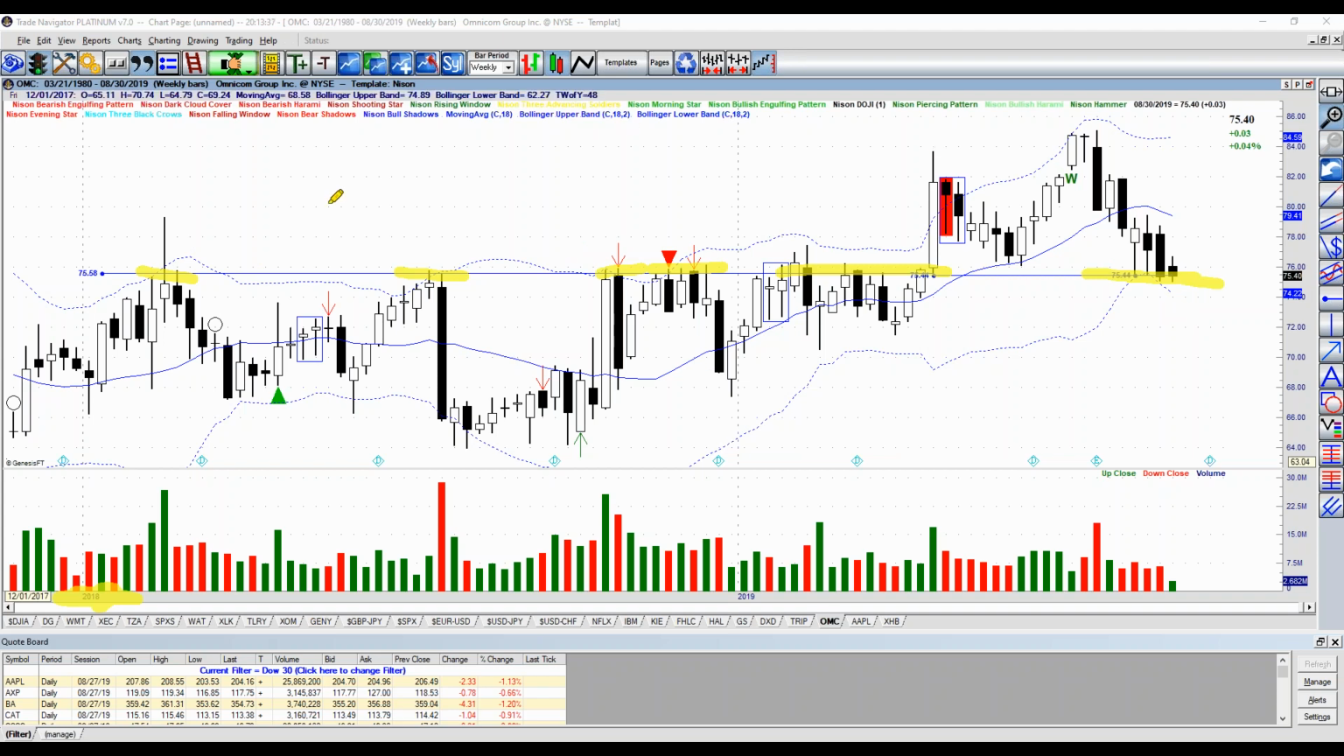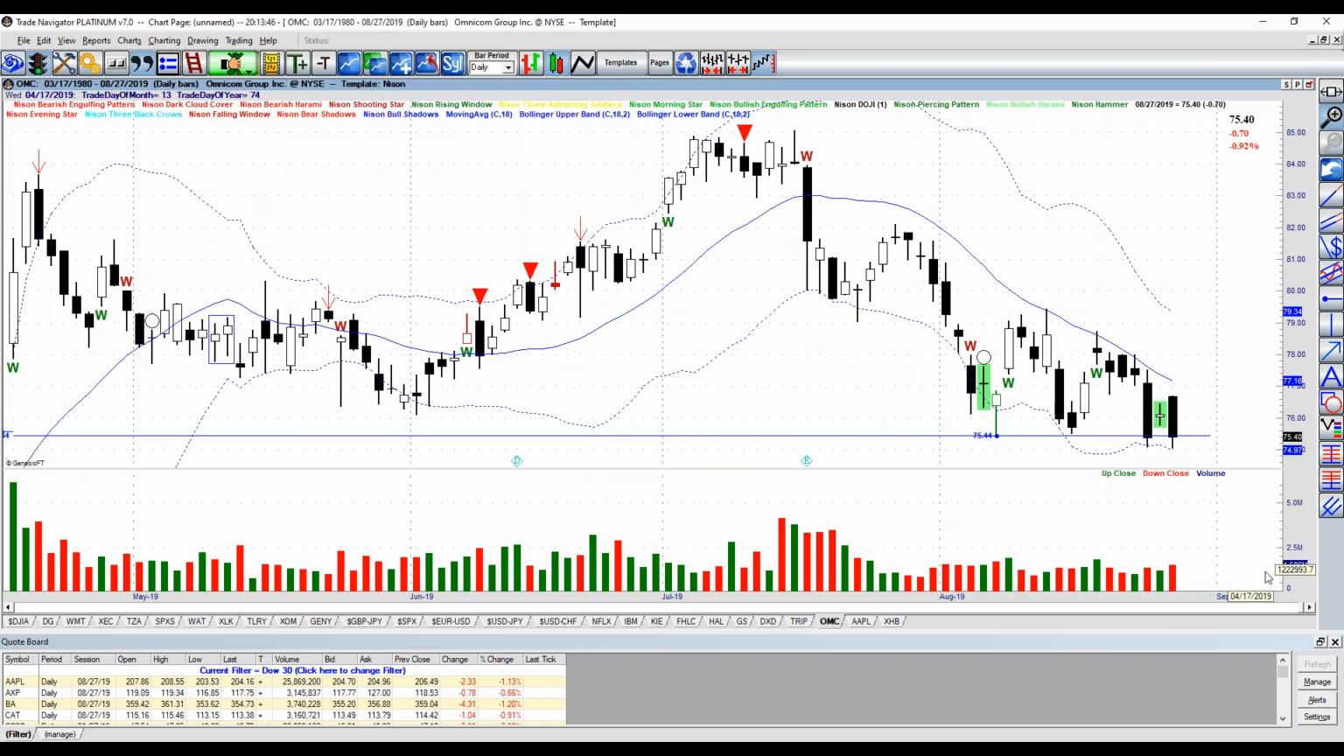So I'm going to switch out of the yellow highlighter. I'm going to erase those to get rid of that and go back to normal. I want to now go back to my daily chart. So what did we just find out? Well, this date was August 7th, so just a few weeks ago.